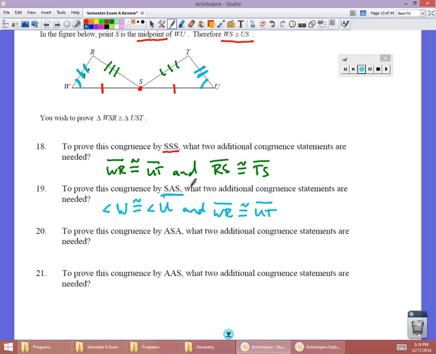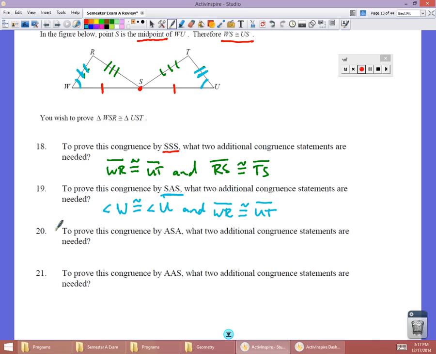Now this would not be the only possible way to prove side angle side. We could have also used sides 1 and 3 up here along with this angle WSR, and side 1 and 3 over here with angle UST. So there's more than one way to do this.